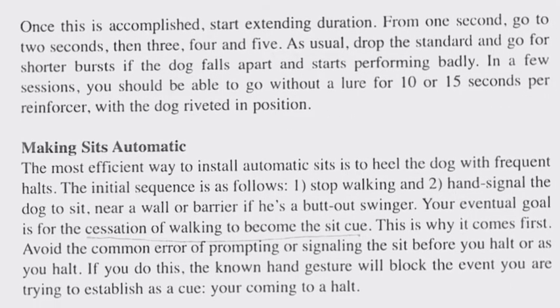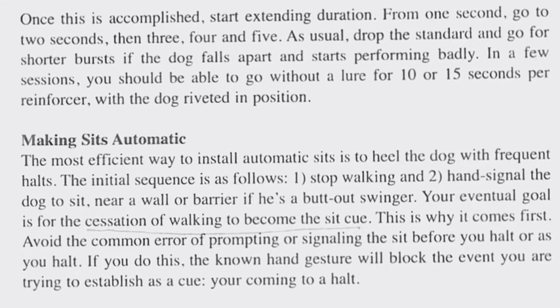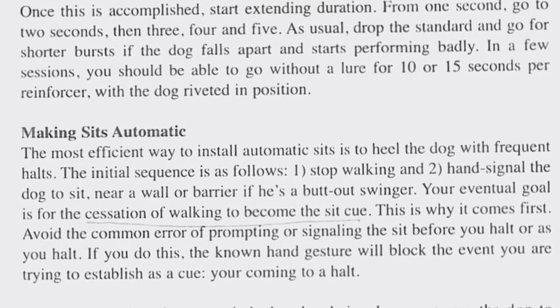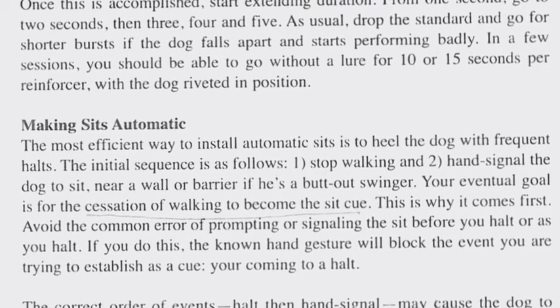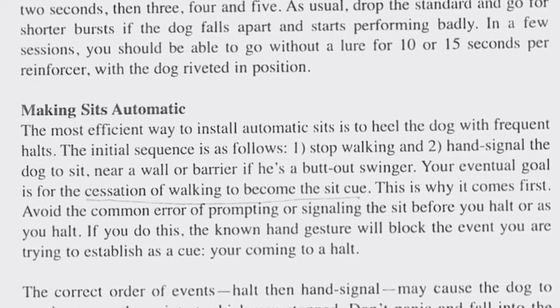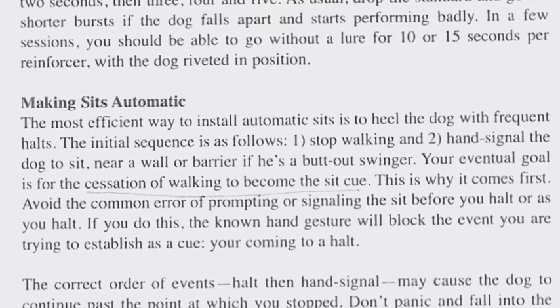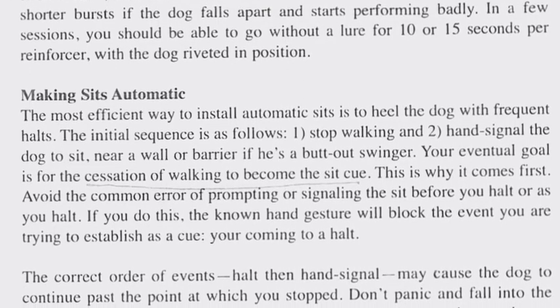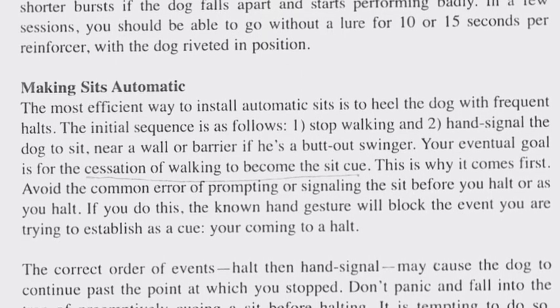Once this is accomplished, start extending duration. From 1 second, go to 2 seconds, then 3, 4, and 5. As usual, drop the standard and go for shorter bursts if the dog falls apart and starts performing badly. In a few sessions, you should be able to go without a lure for 10 or 15 seconds per reinforcer, with the dog riveted in position.